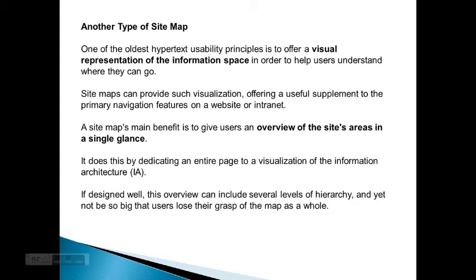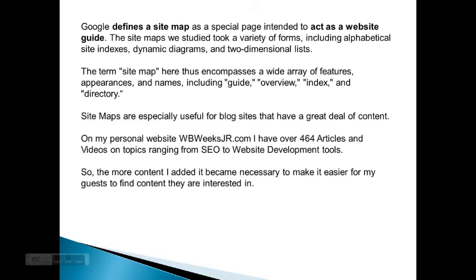Designed well, this overview includes several levels of hierarchy, and yet is not so big that users lose their grasp of the map as a whole. Google defines a sitemap as a special page intended to act as a website guide. The sitemaps we studied took a variety of forms, including alphabetical site indexes, dynamic diagrams, and two-dimensional lists. The term sitemap here thus encompasses a wide array of features, appearances, and names, including guide, overview, index, and directory.